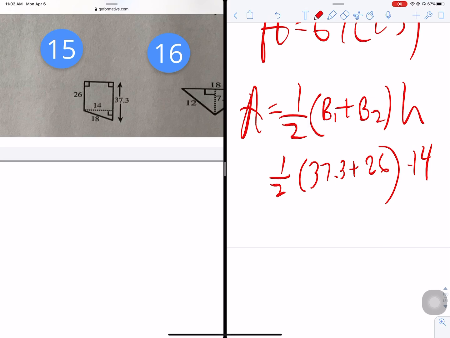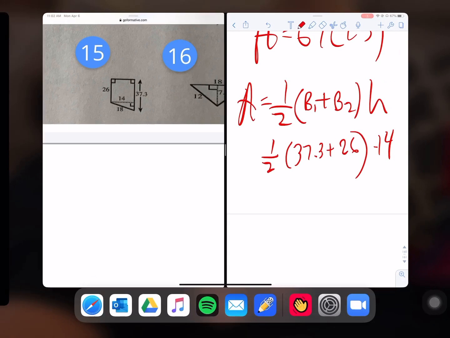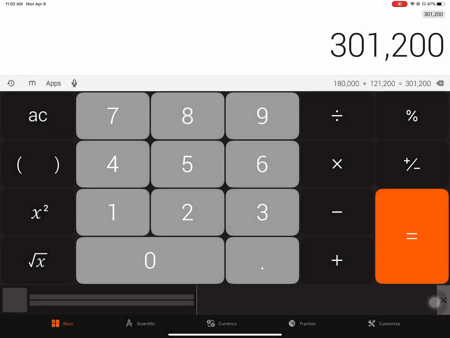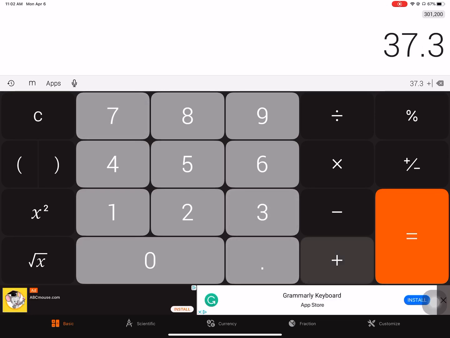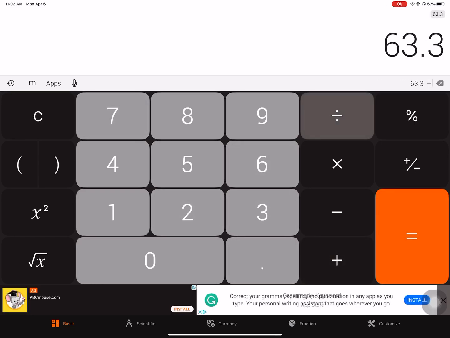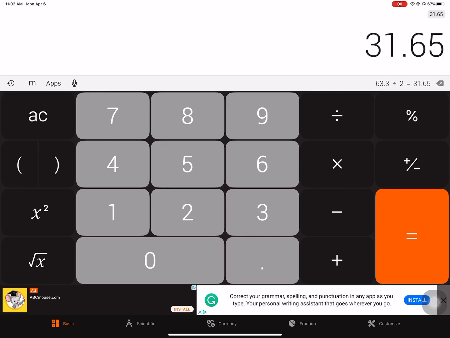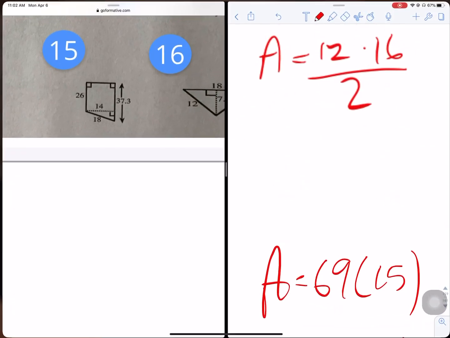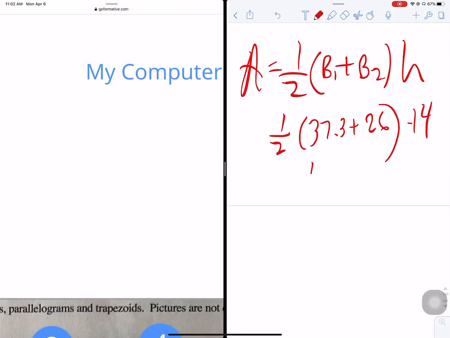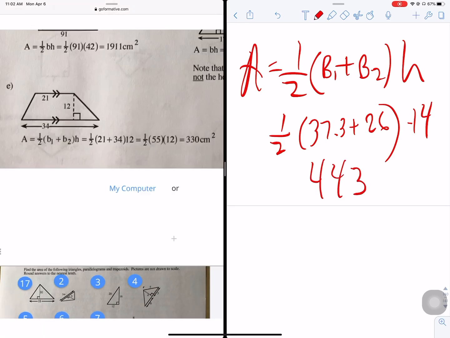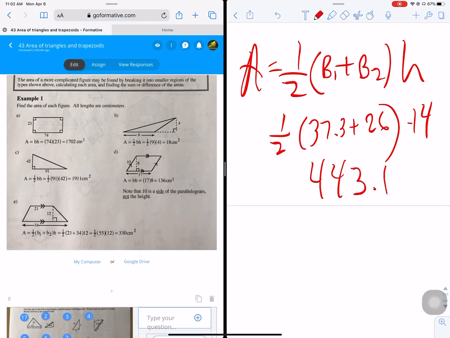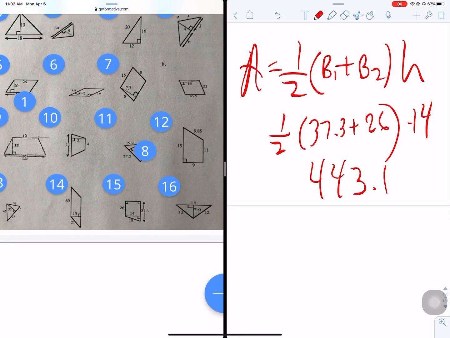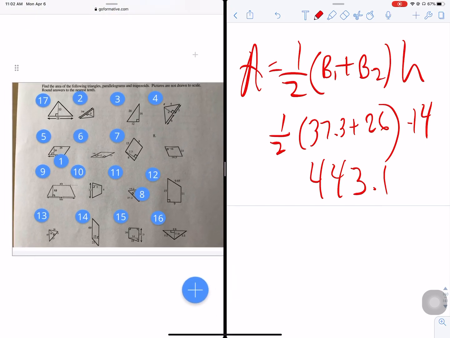So as far as your calculator goes, you're just punching those numbers in. 37.3 plus 26. Cut it in half, and then we're going to times it by 14. So 443.1. And it's going to be units square on that. And there's no units on anything, so you can just type in the answer. You're all good.